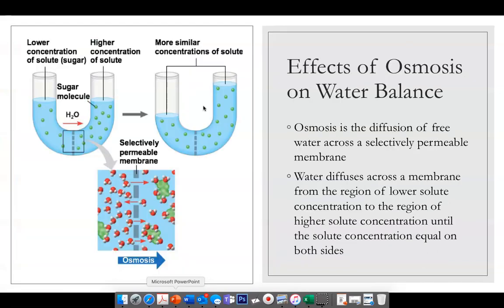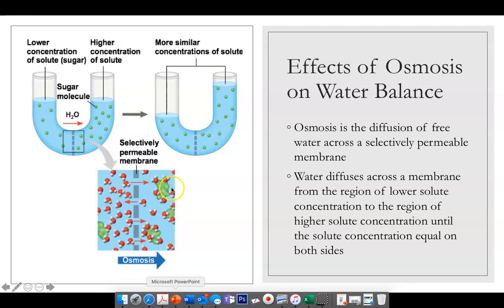So here we have a diagram showing the effects of osmosis. What most people seem to think is that when we're talking about the movement of water and water reaching dynamic equilibrium, we want the same amount of water on both sides. That is not true. It is not about the volume of water, as we see here, but it is about the molar concentration of water.